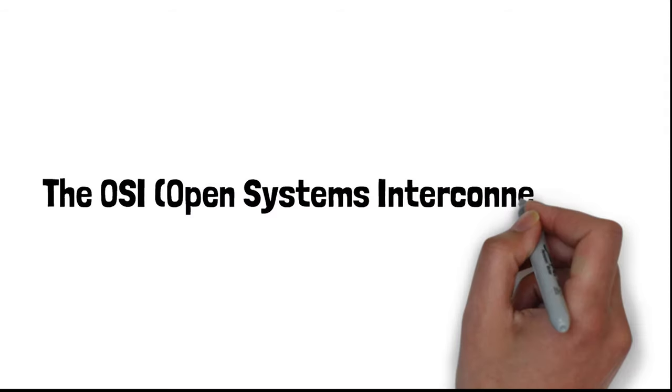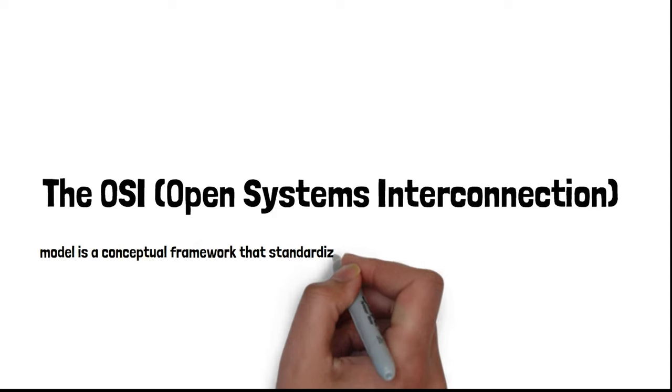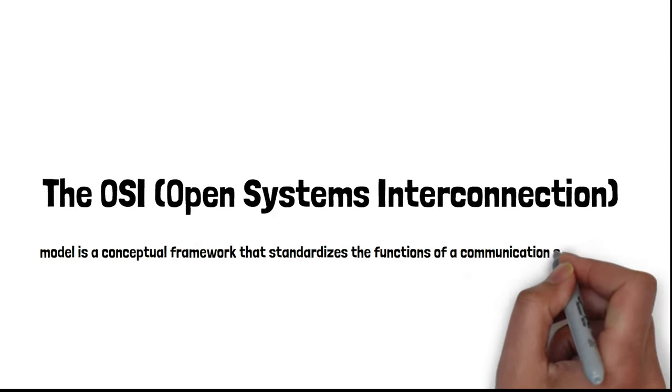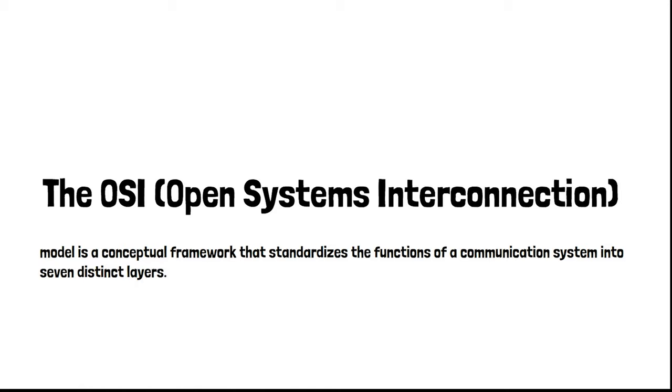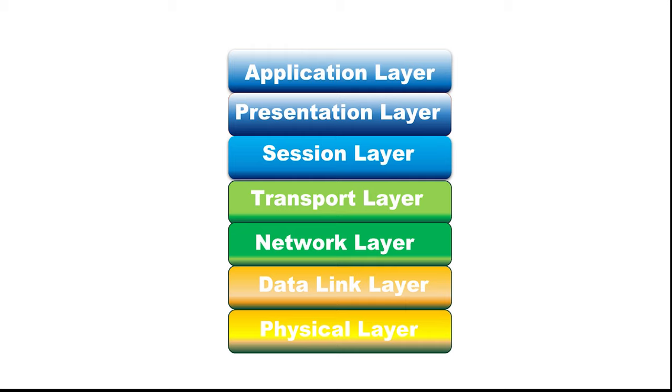The OSI, Open Systems Interconnection, Model is a conceptual framework that standardizes the functions of a communication system into 7 distinct layers. They are application layer, presentation layer, session layer, transport layer, network layer, data link layer, physical layer.